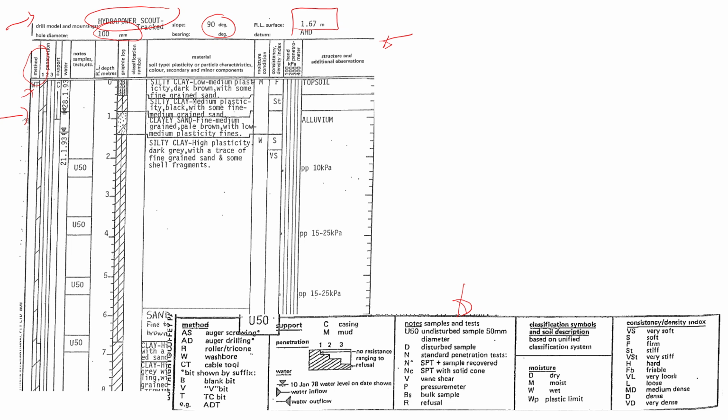So here you see method, and then we're going to look at W, which means washbore, and T means TC-Bit. So that was the method used to drill this borehole. So let's move to the right.